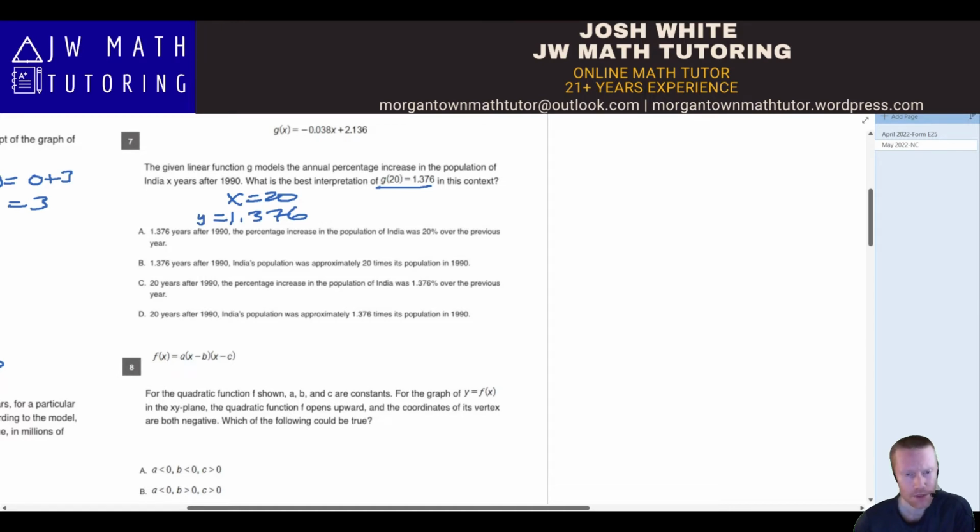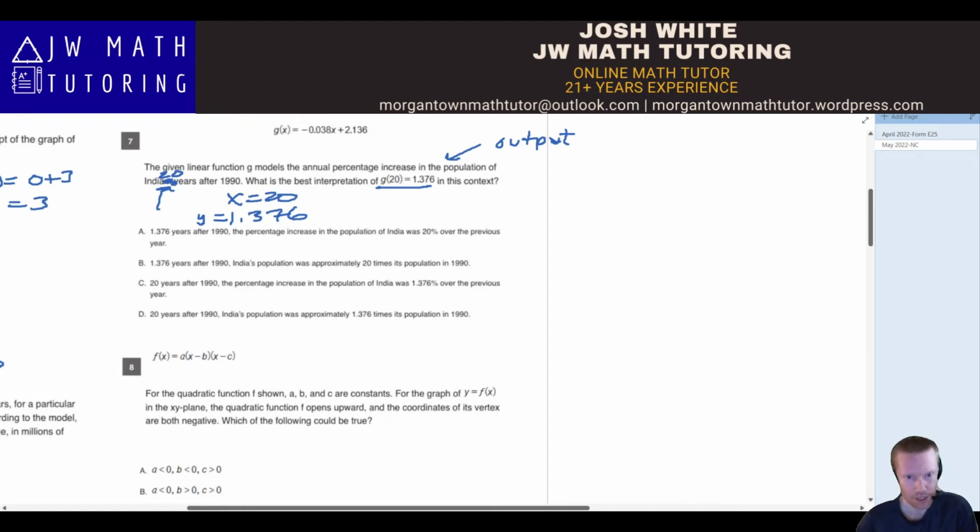So in the problem, they tell us the function gives the annual percentage increase in population, i.e. this is your output. Output is annual percentage increase in population, and your input is number of years, x years after 1990. So this 20, which is our x, just replace it with the value. Okay, so if we read the question then, given linear function, 20 years after 1990.